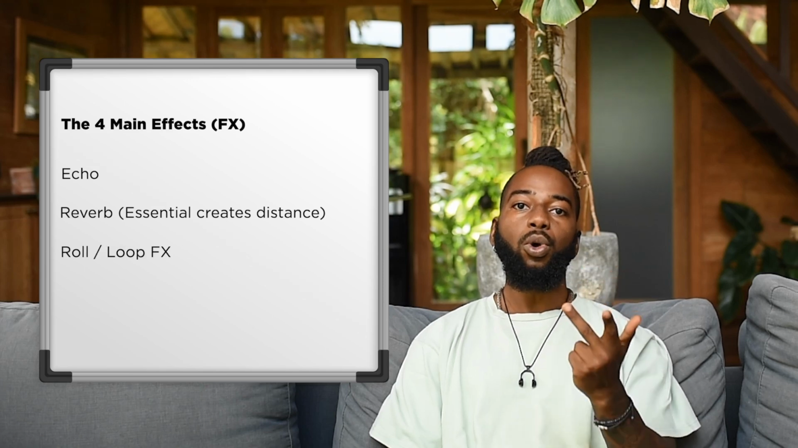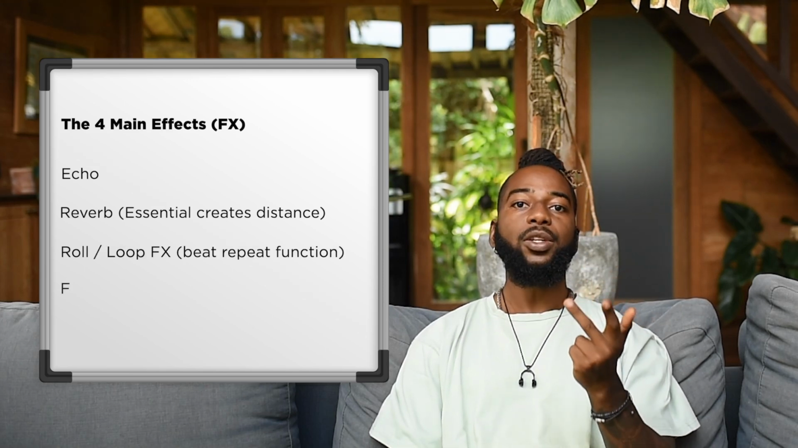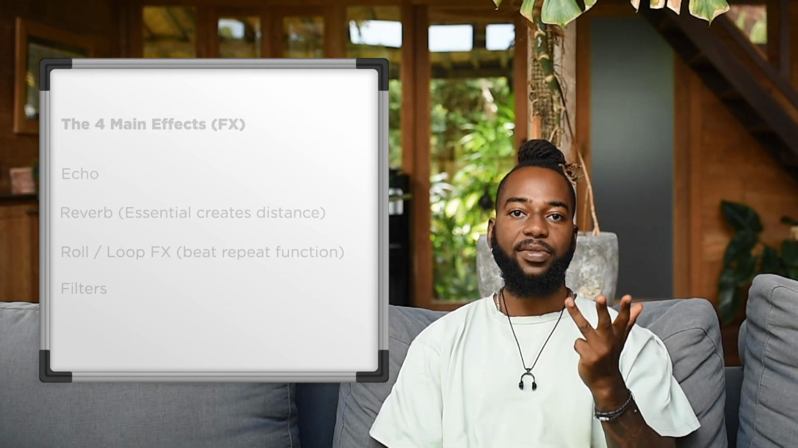Effects are not there to show off. They help you shape your sound. They help you build tension, transition smoothly, and add personality, but only when used intentionally. So let's go over the effects you need, and you only really need 4. Your echo, your reverb, your roll/loop, and your filters, high pass, low pass filters.